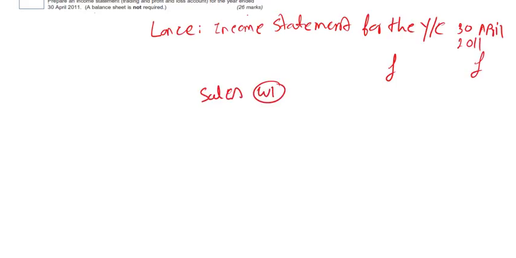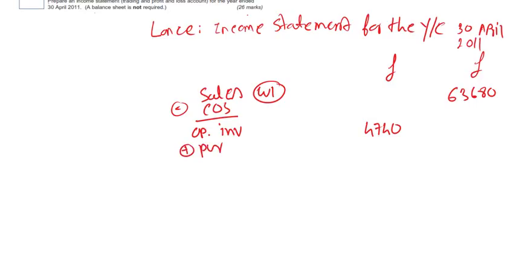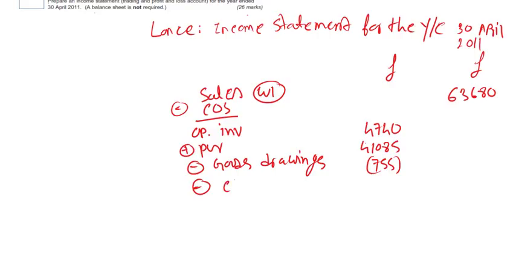Remember, our sales working number one was 63680, less cost of sales. Start with opening inventory. We've done this in a working, but you can copy it here, it doesn't matter at all. It's 4740 plus purchases, which is 41085, less, I'll do goods drawings. Goods drawings is 755, less closing inventory.